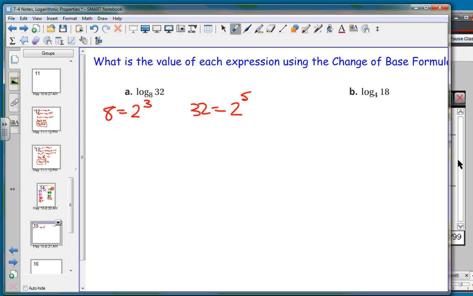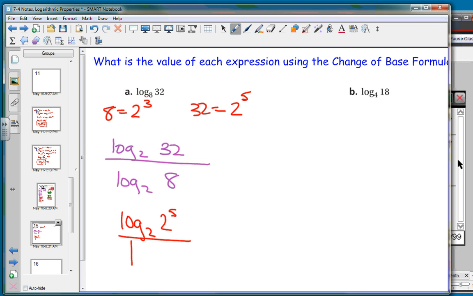So what is in common between these two? They both have a 2. So what do I want my new base to be? A 2. So I want this to be log base 2 of 32 over log base 2 of 8. Now what is 32? 2 to the 5th. And what is 8? 2 cubed.